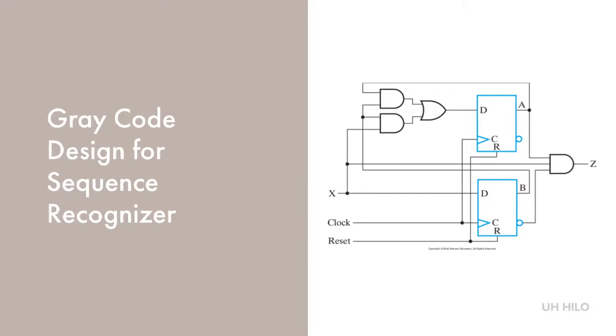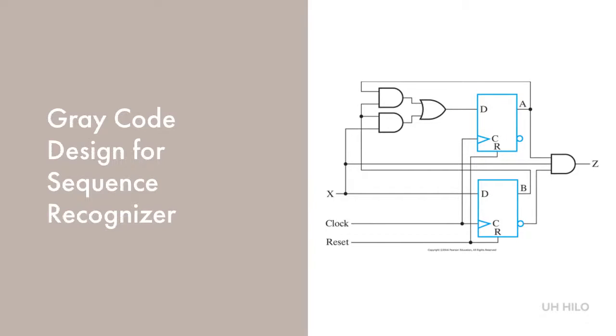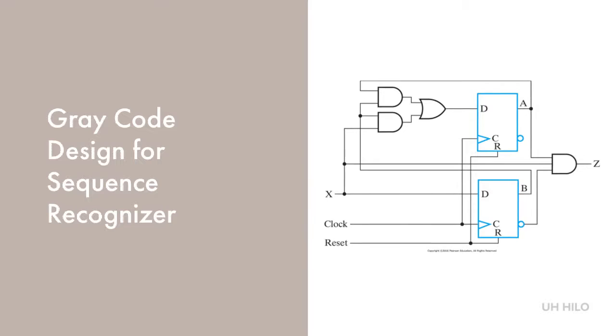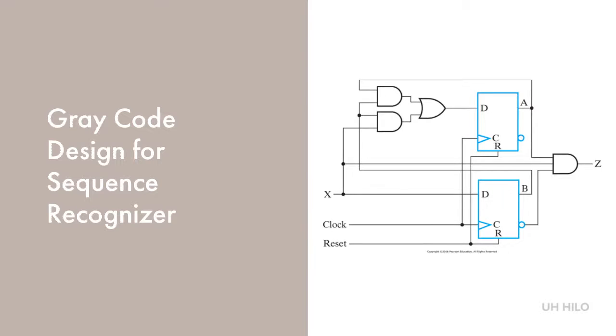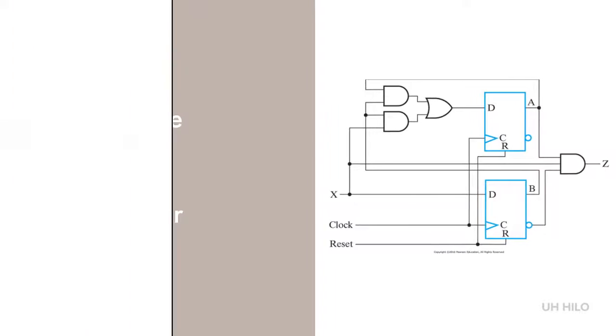We can then implement the logic diagram for the gray code sequence recognizer with D flip-flops. The input gate cost for the combinational logic is 9, and a rough estimate for the gate input cost of each flip-flop is 14. So that gives a total gate input cost of about 37. Now let's look at the competing design.